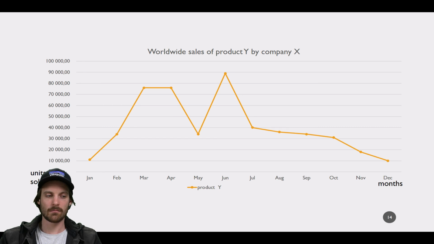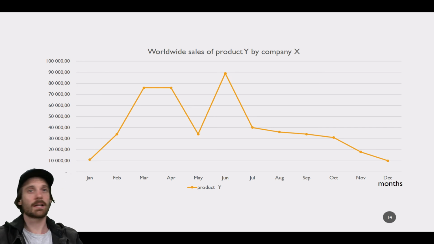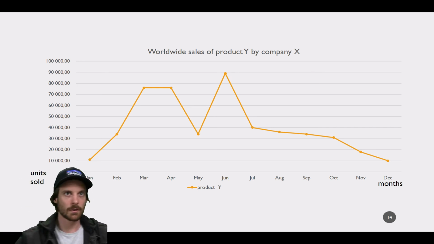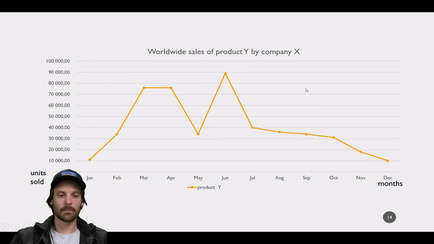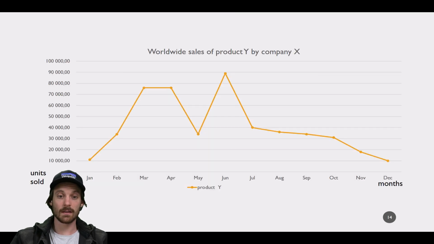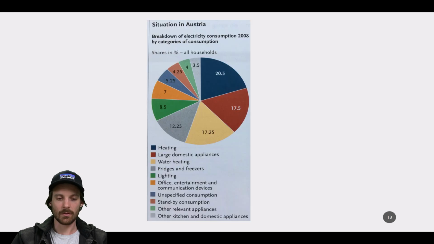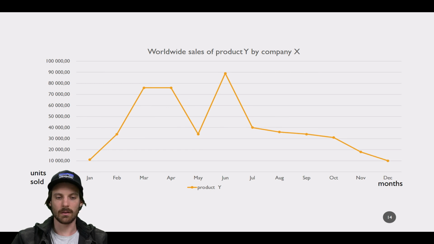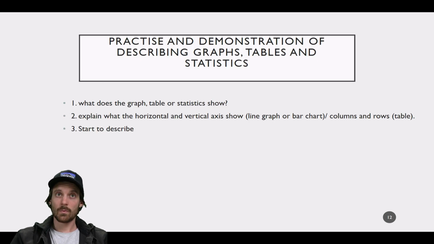This is a graph I've created by myself, just to show you how you can best practice with it. So I hope you can read it. Oh, it's the other way. Yeah. So the horizontal axis shows the months. The vertical axis shows the units sold. And then you can start in January. Of course, we start with: what does the graph, table, statistics show? In this case, it shows the worldwide sales of product X by company X. And then we're going to continue with the axis. In this case, units sold and months. And then we start to describe again.